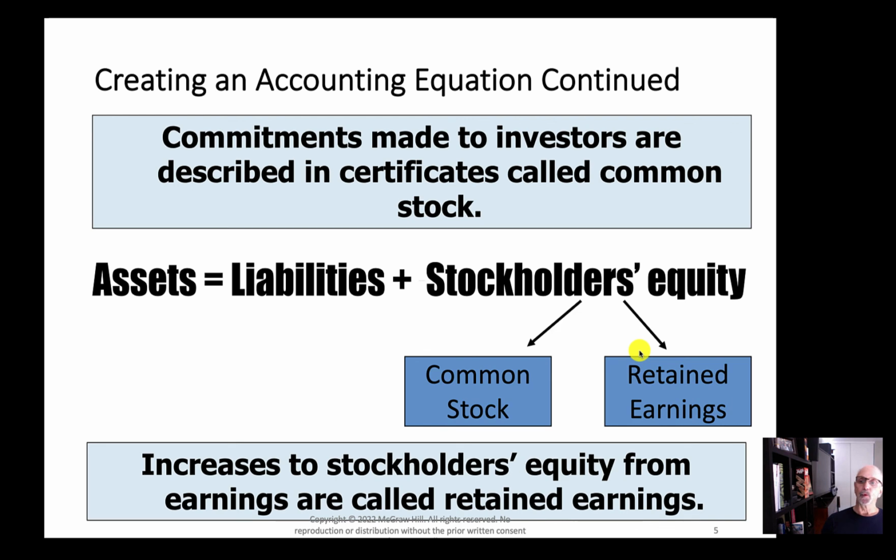Now, if you look up the word retained in the dictionary, you'll find things like held back, which is a pretty good definition. So retained earnings are earnings or profits that have been held back from the owners. They haven't been distributed yet. So those earnings plus the common stock investments are the stockholders' equity.